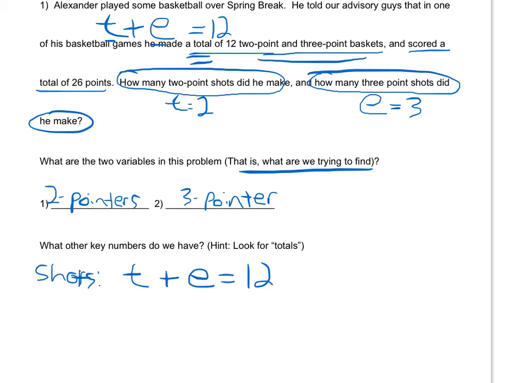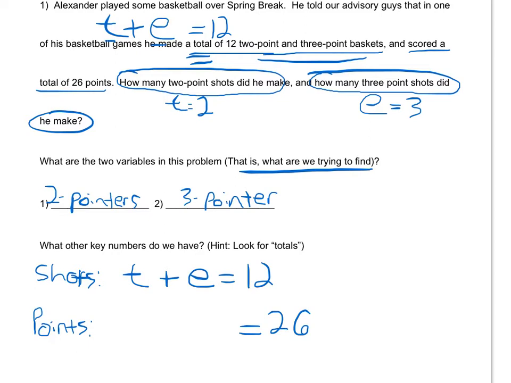Now, what other piece of information was given to us? He scored a total of 26 points. So the other thing that we're looking for, or that we know, is the points that he made. And the total was he made 26 points. Now that we're talking about points, we have to assign values with each one of these.